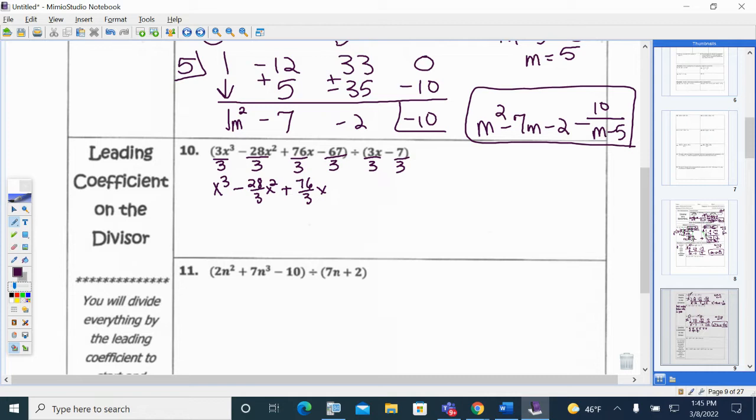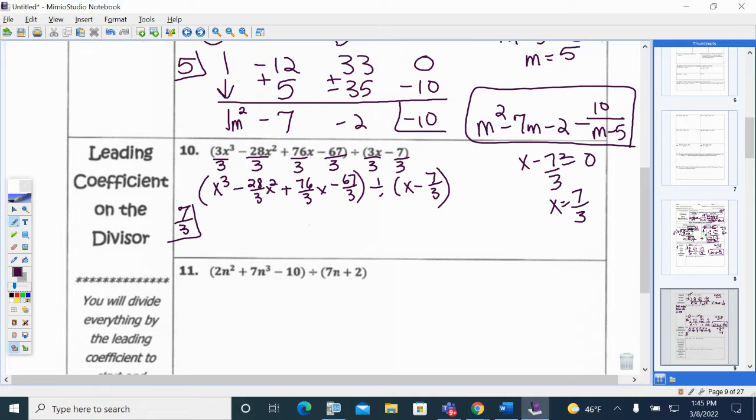67 does not divide evenly by 3, so leaving it negative 67 over 3. And that's divided by x minus 7/3. So take your x minus 7/3, set it equal to 0, add your 7/3, and we get x equals 7/3. And that's what's going to go into the little box out front.